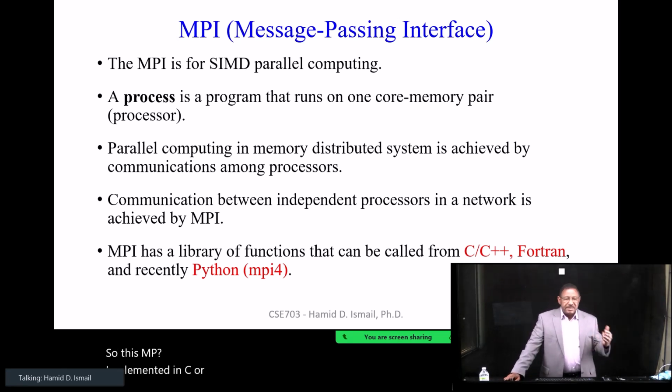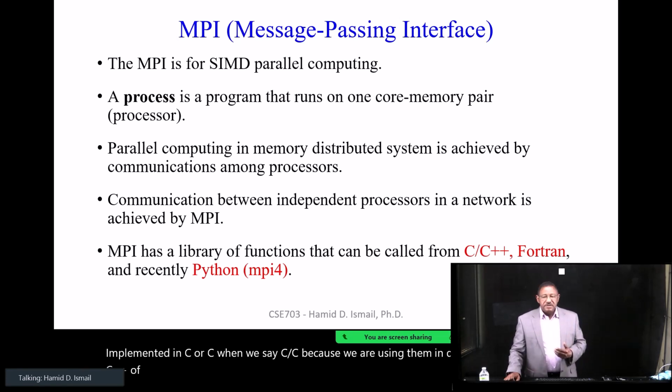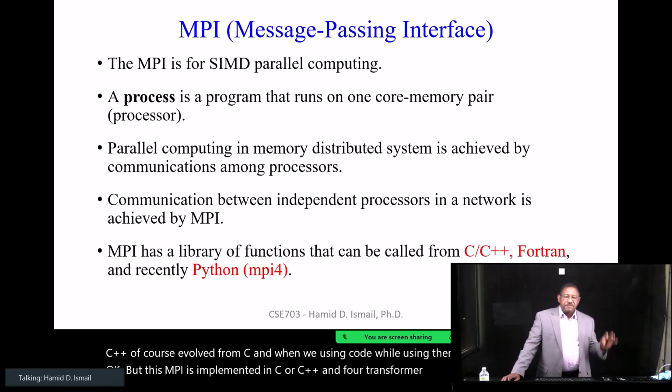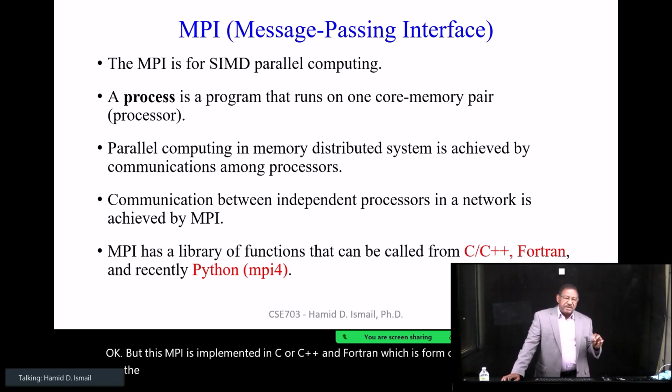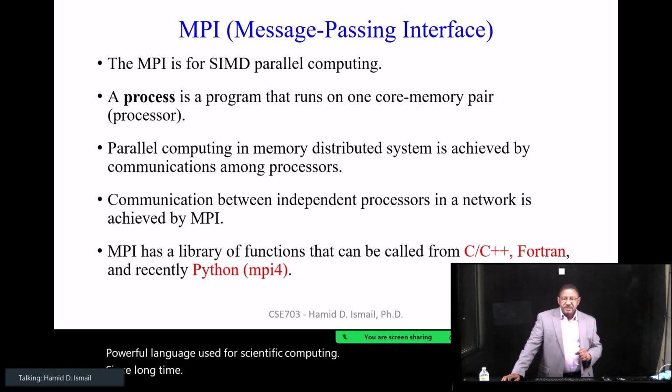When we say C, it's like C++ because we are using them in the same coding system. C++, of course, evolved from C, and when we use them in code, we use them together, so that is okay. But MPI is implemented in C or C++, and Fortran, which is formula translation, and those are the first powerful languages used for scientific computing since a long time. So they are very well established.